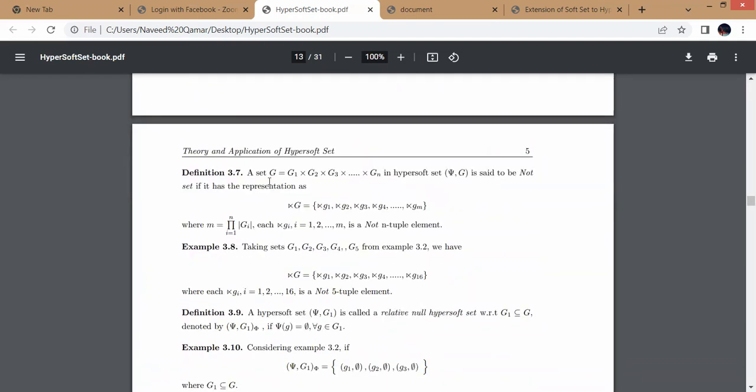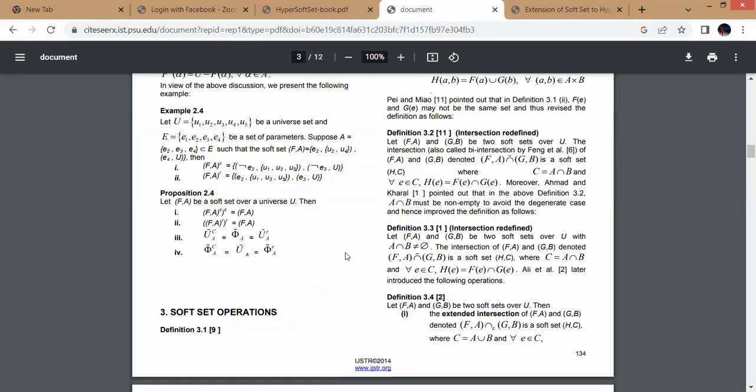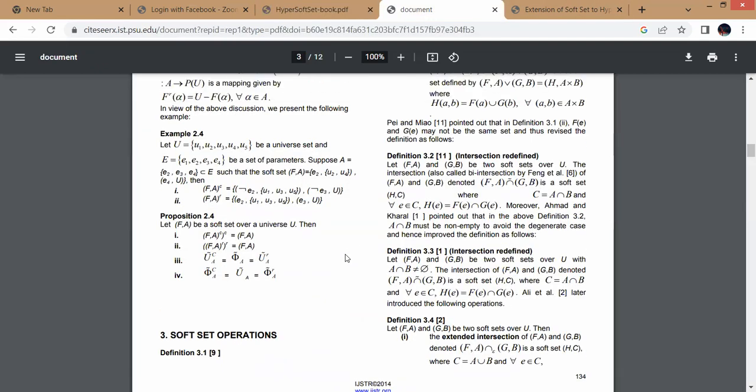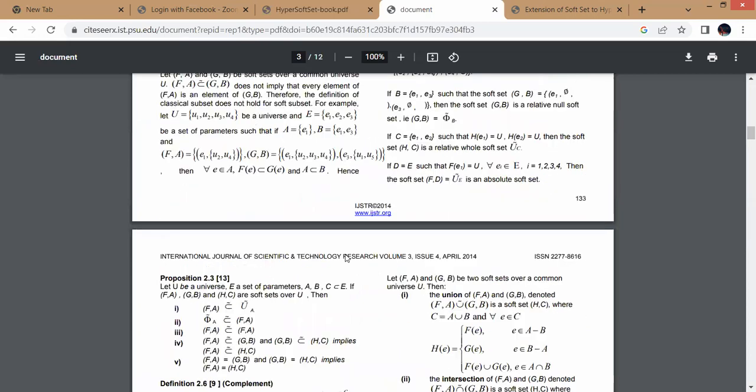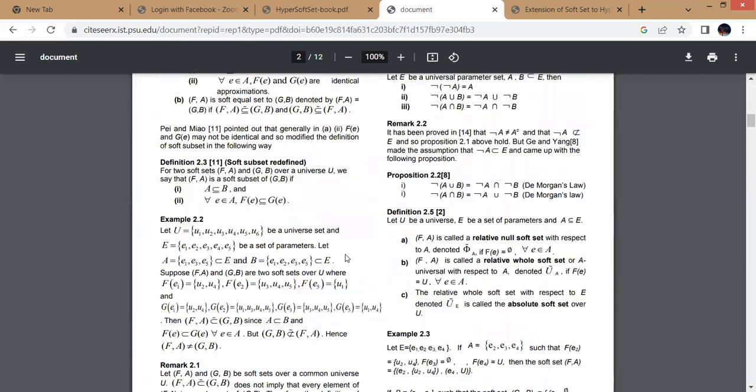Similarly, a set G, G1 cross G2 cross G3 up to Gn, in a hypersoft set. This hypersoft set is said to be a knot set if it has the representation as this, the same definition as we discussed in our paper. Here will be the definition of a knot set.